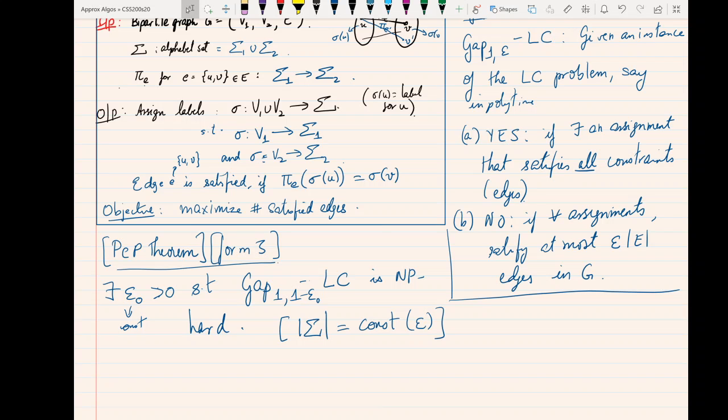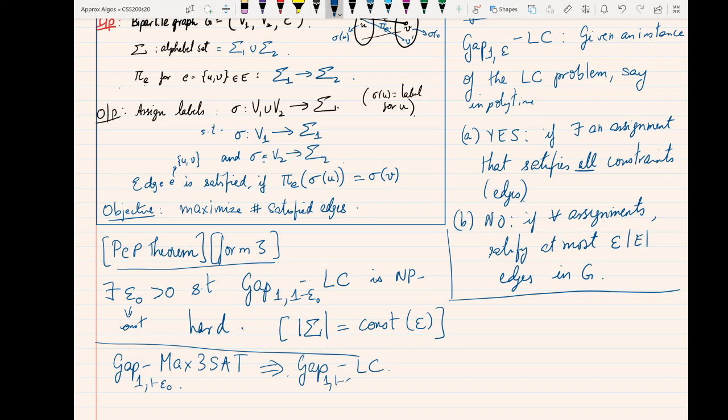And actually if you go back to your gap max 3 set problem, we had seen that it is 1 versus 1 minus epsilon naught, and we can say that it implies some version of the gap label cover, for appropriately chosen graph instance, and this is for some epsilon 0 prime that depends upon epsilon 0.